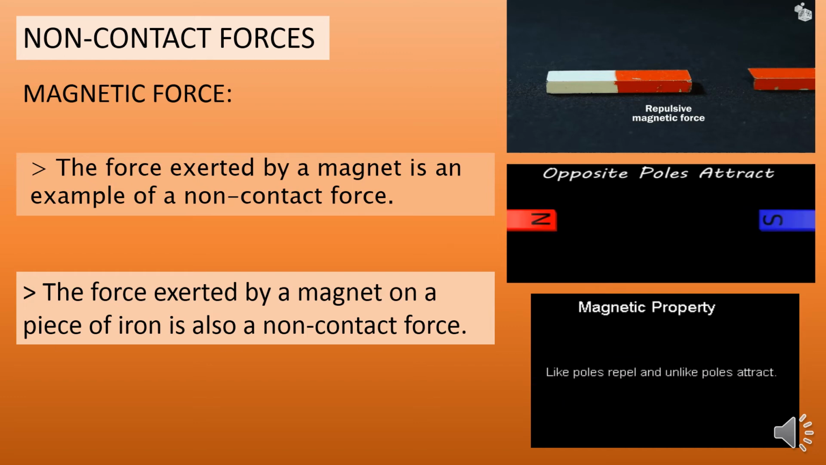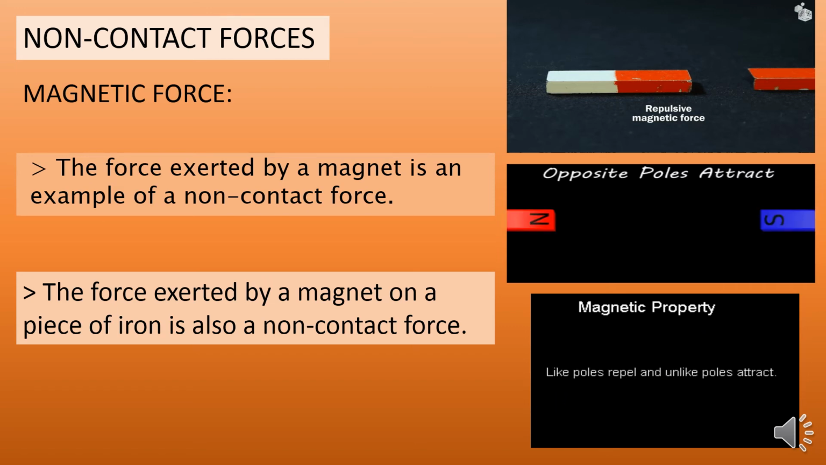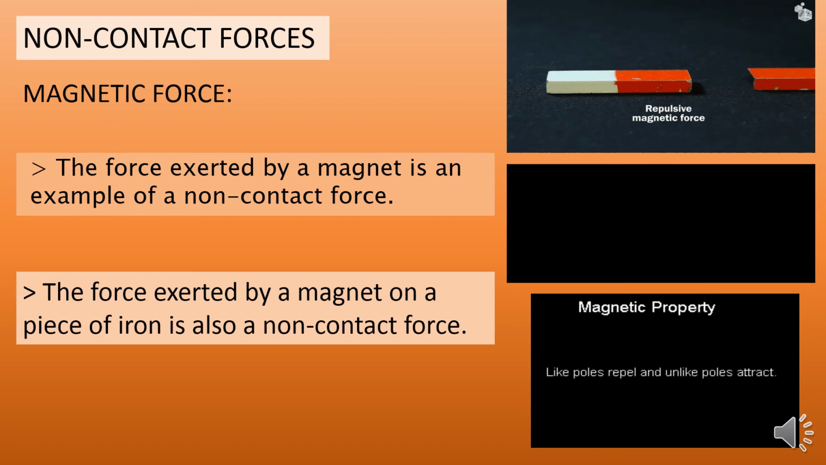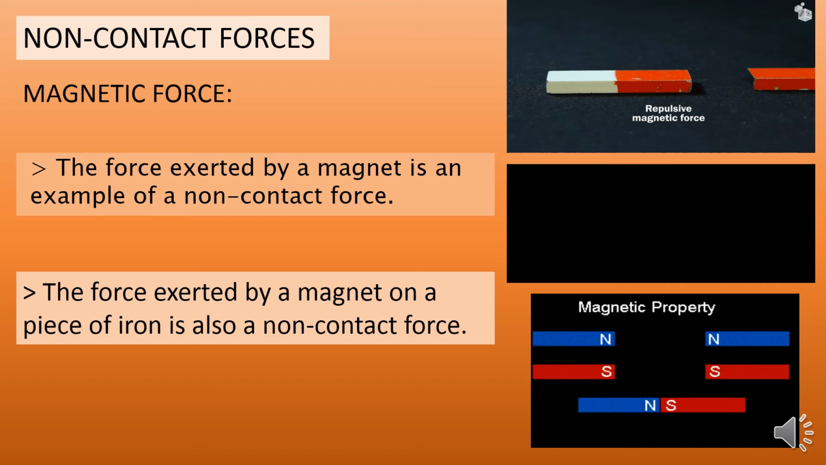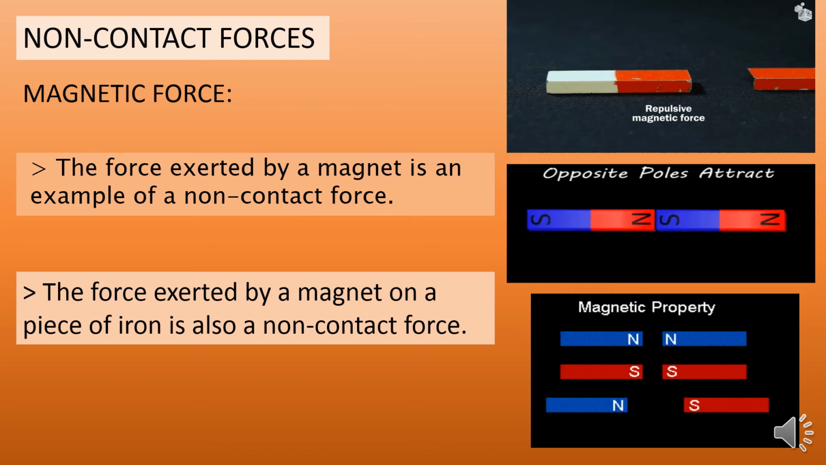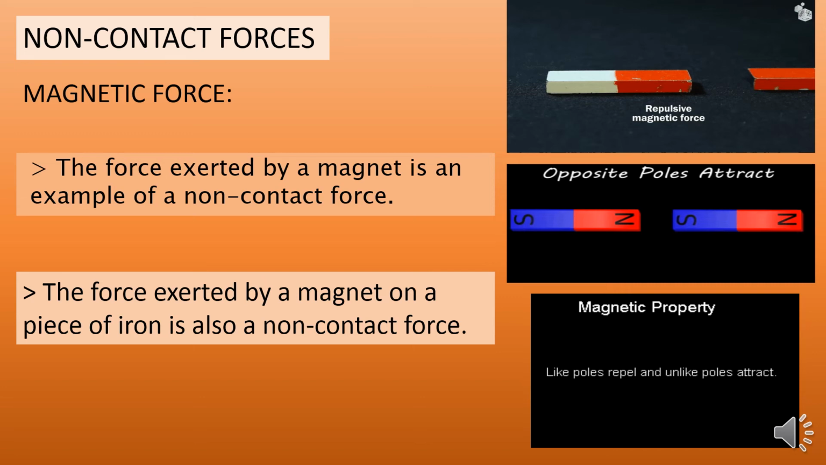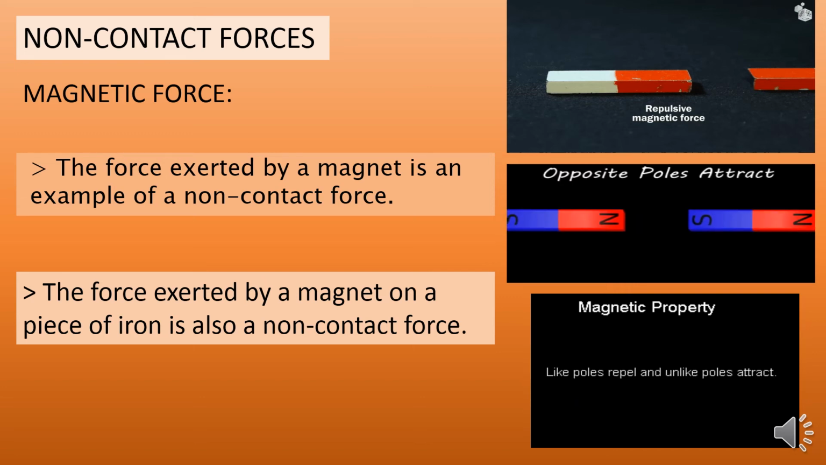As we know that like charges repel each other and unlike charges attract each other, right? If you take the example of a magnet, what we will tell? Like poles repel and unlike poles attract, right? So that is only the magnetic force. The force exerted by a magnet on a piece of iron is also a magnetic force.